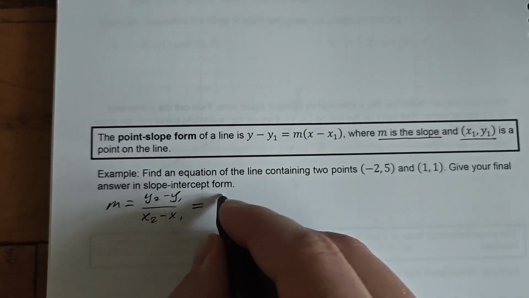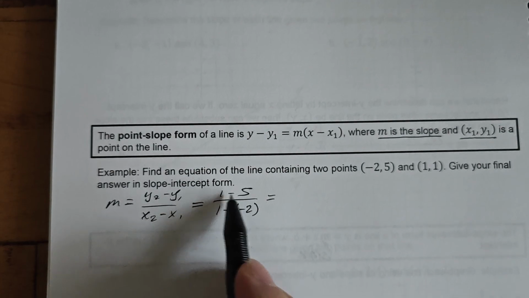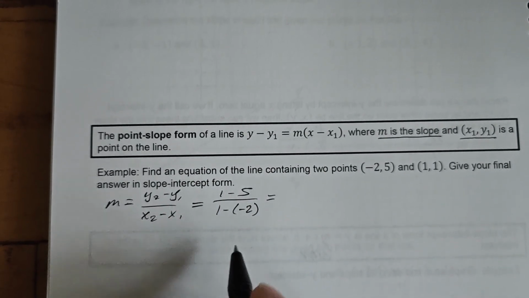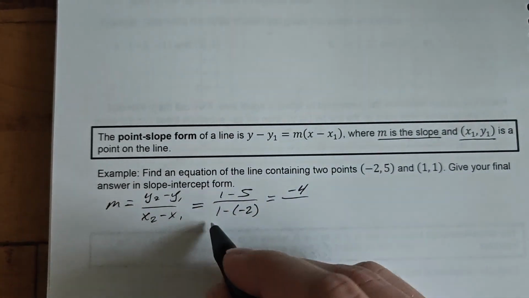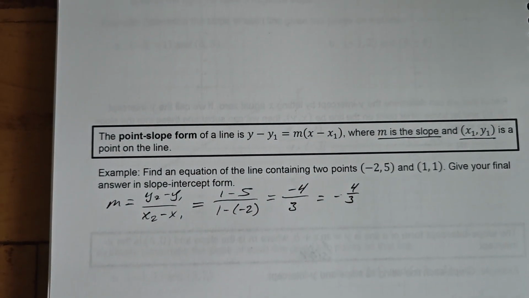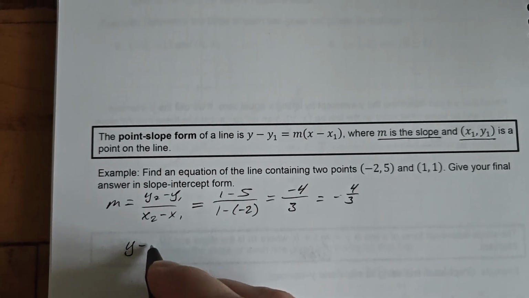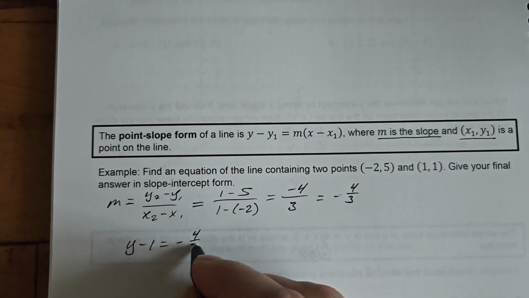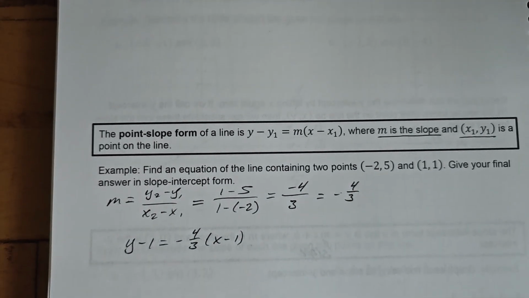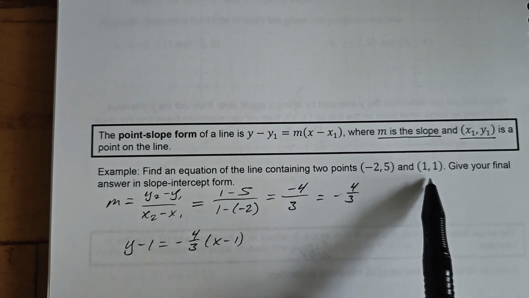change in y values divided by the change in x values. So we have a slope of negative 4/3. Then you take that slope and the point and you plug those in. y minus y1, x minus x1. And it does not matter which one of these points you use. In this case, I used (1, 1), simply because they're smaller numbers and nicer to plug in.